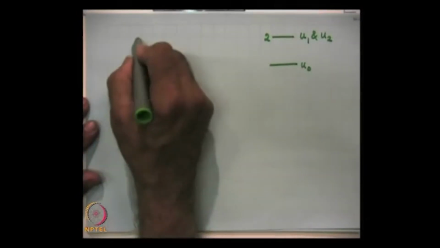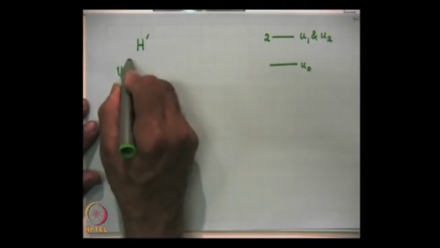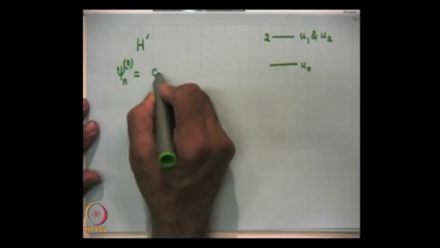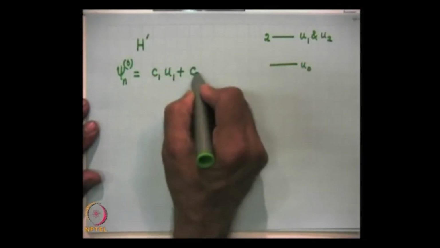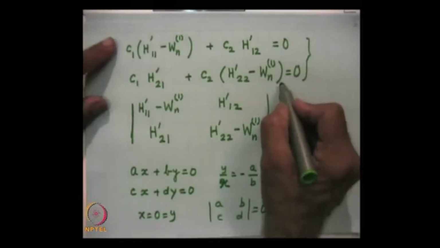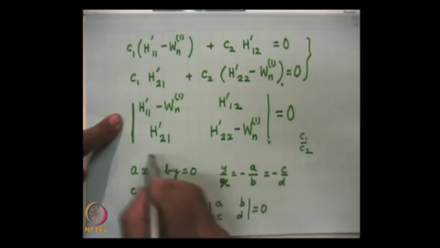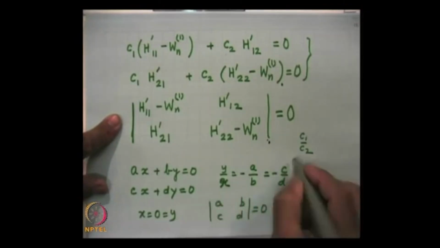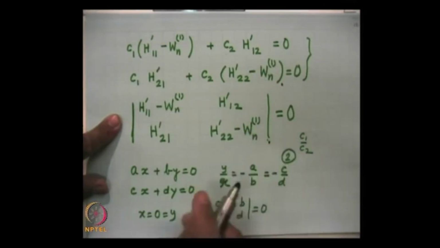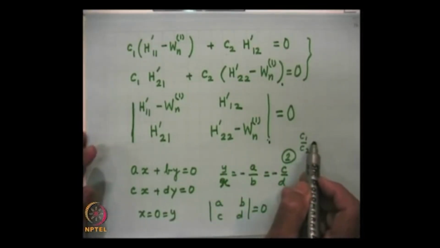The recipe is this: my perturbation is H prime, I assume psi n0 is equal to C1 u1 plus C2 u2. Then I obtain this set of two equations, and from these two equations we obtain the secular determinant equal to 0. The solution of this equation will give me two values of Wn1, and for each value of Wn1 I will get the ratio C1 by C2.